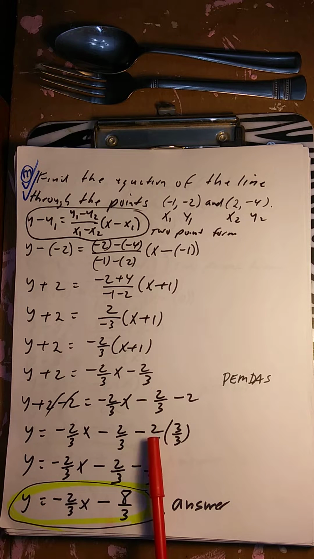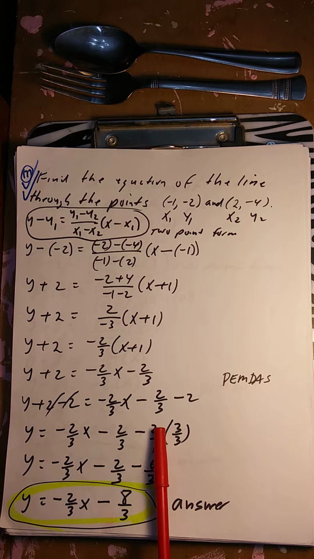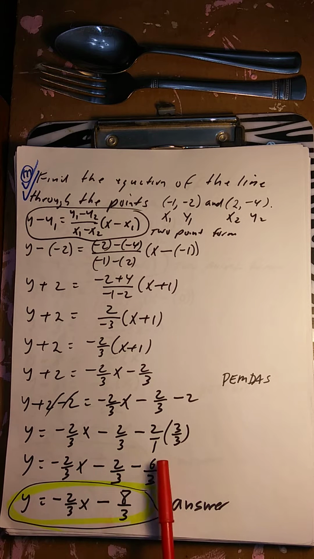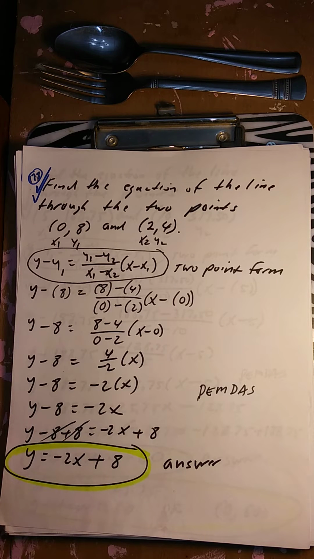And then 2 over 1 times 3, because 3 times that and 3 times that gives you 6 over 3. So now we have y equals negative 2/3 x. And then these two fractions right here, I'm going to put together as 1. Negative 2 and negative 6 is negative 8/3. So y equals negative 2/3 x, negative 8/3.